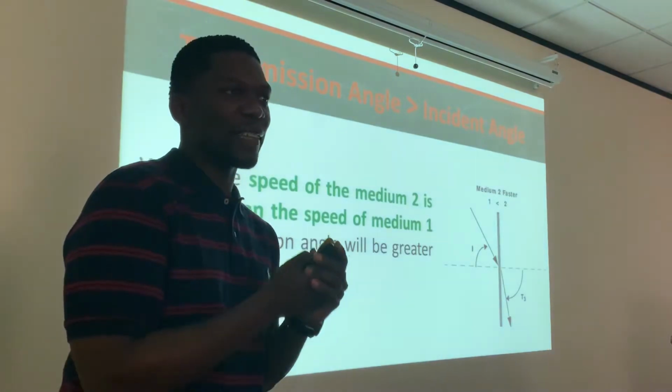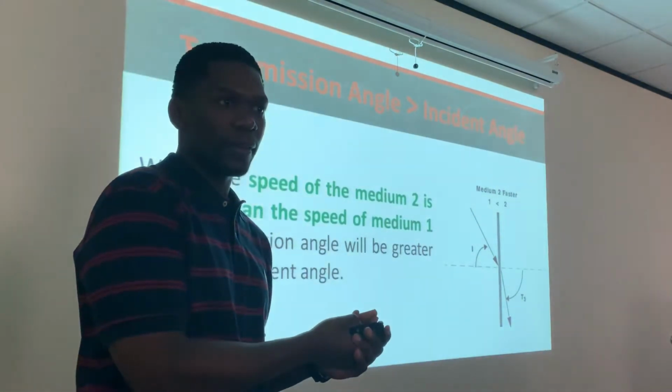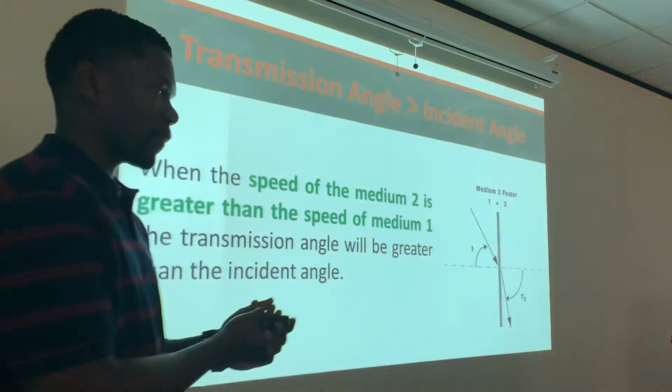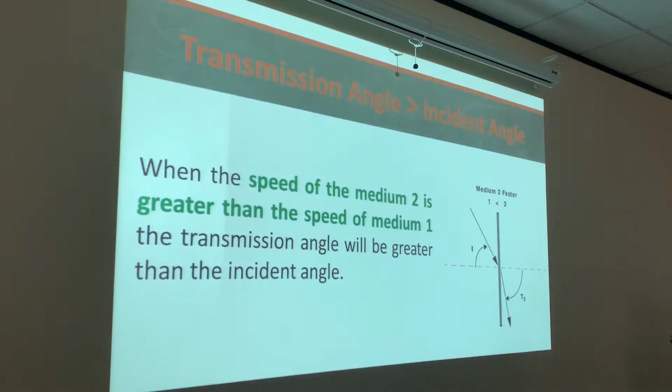Whichever medium has the fastest propagation speed will create the greater angle. All right? So, again, medium 2, which is our transmission medium, is traveling faster than medium 1. Therefore, our transmission angle, right here, on our transmitted side, because that says incident and this says T, transmission, is greater than the incident angle.